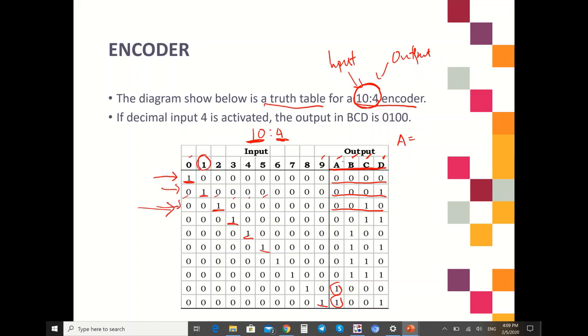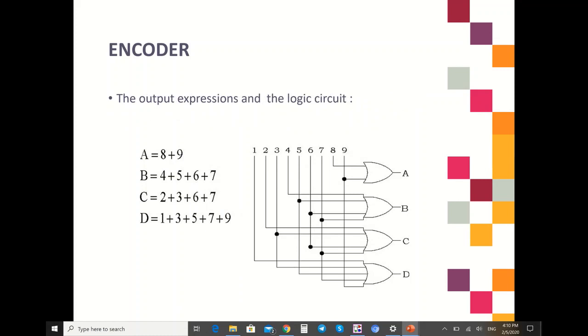For example, the output will be represented by an LED or a projected display. So which decimal number do you need to input to make sure that A is equal to 1? Sorry, you need to refer to the input value. The first A that equals 1 is when you press 8. When you press 9, A also equals 1. Meaning that you need to press 8 or 9 to make sure your A is equal to 1. That's what this equation means: A is equal to 8 or 9.